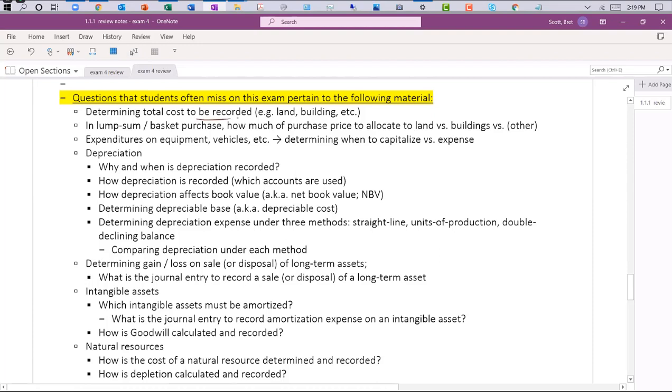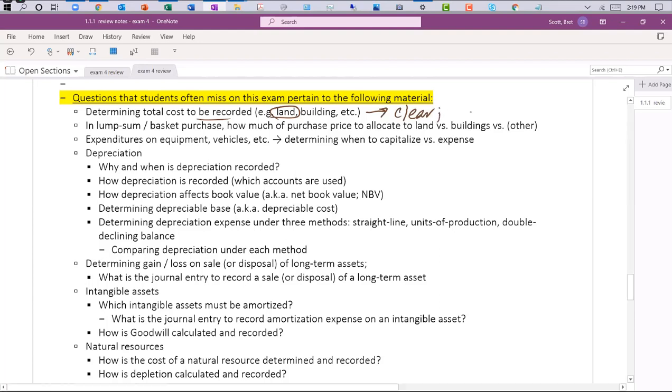Determining the total cost to be recorded. There's a lot of different things that go into recognizing costs of land. In the case of land, if we have to pay money to clear the land, demolish a building, whatever, get rid of that, that's part of the land's overall cost. It's really when the land is ready to be used that we stop capitalizing. And if there's maintenance expenses, we just expense those as we go through.